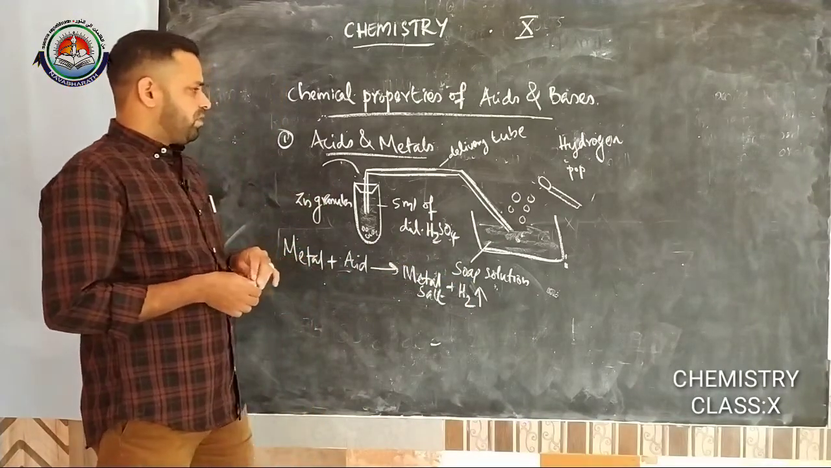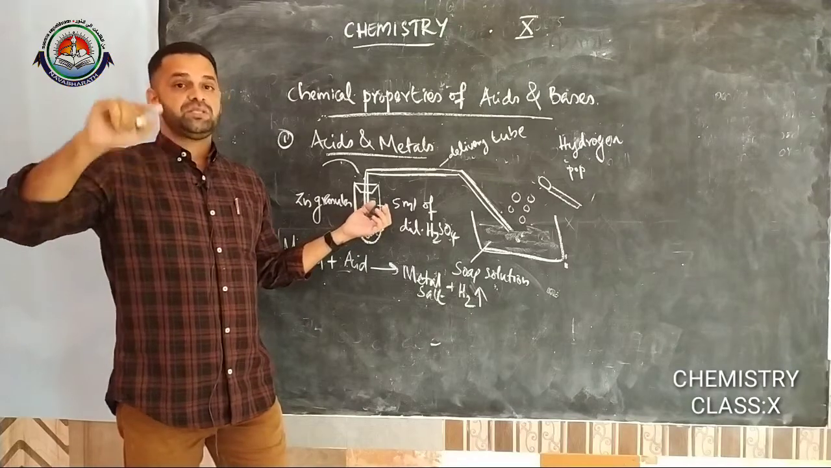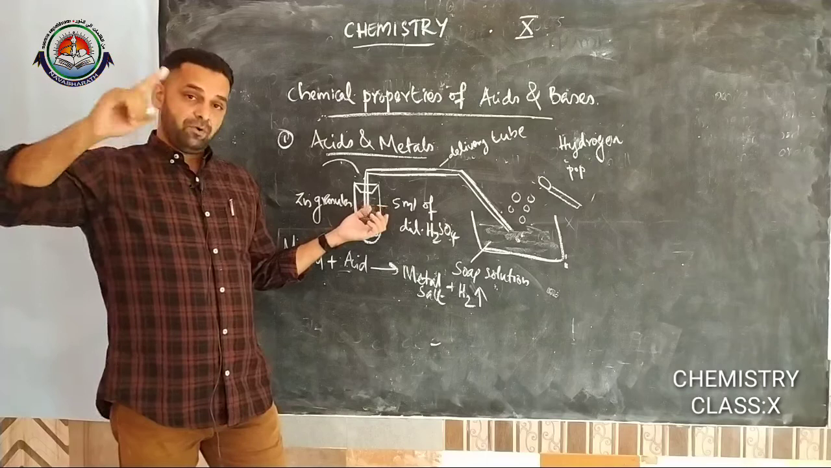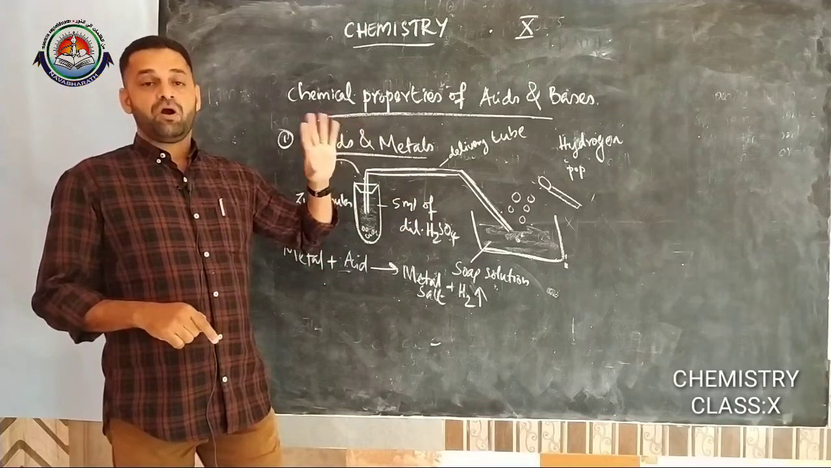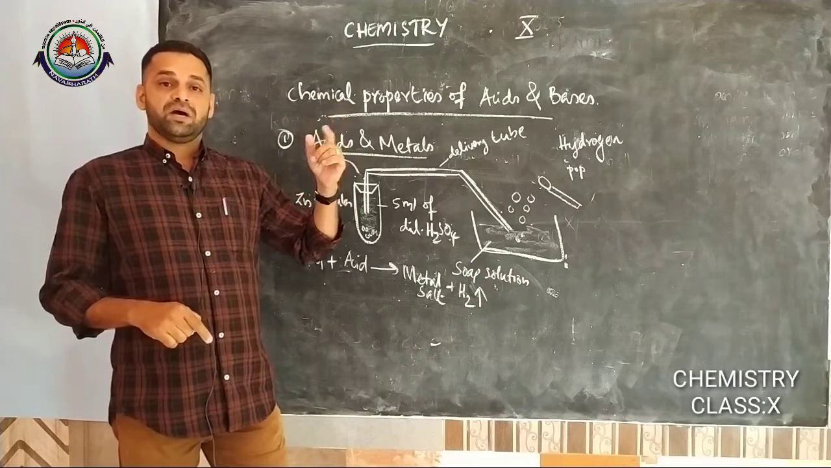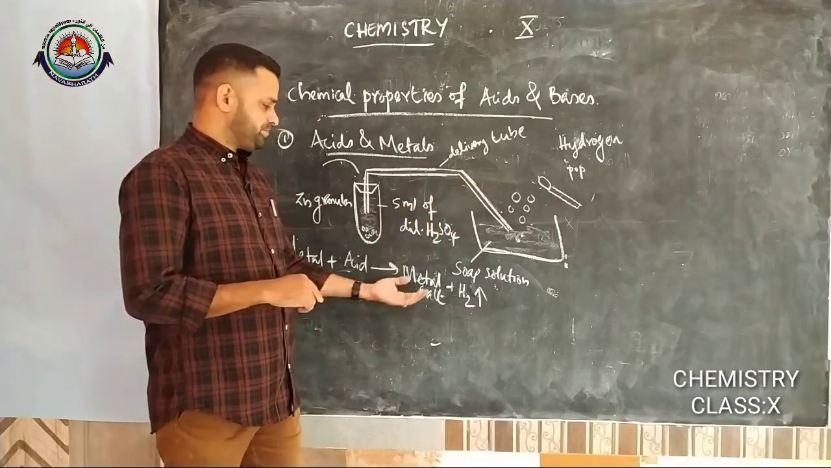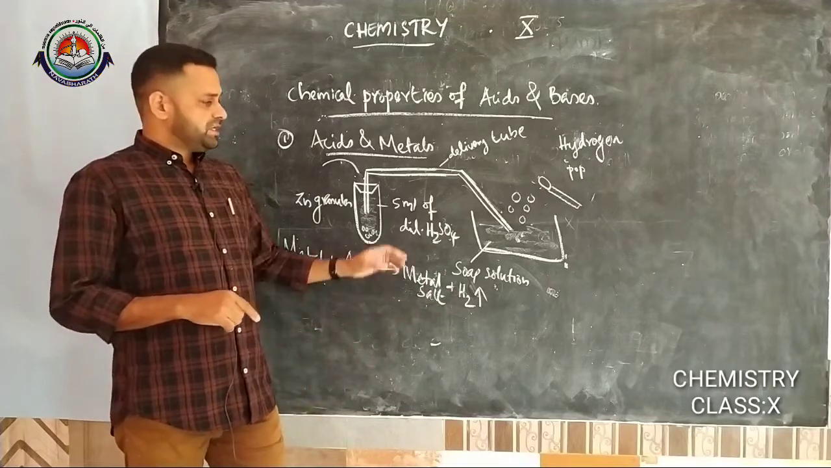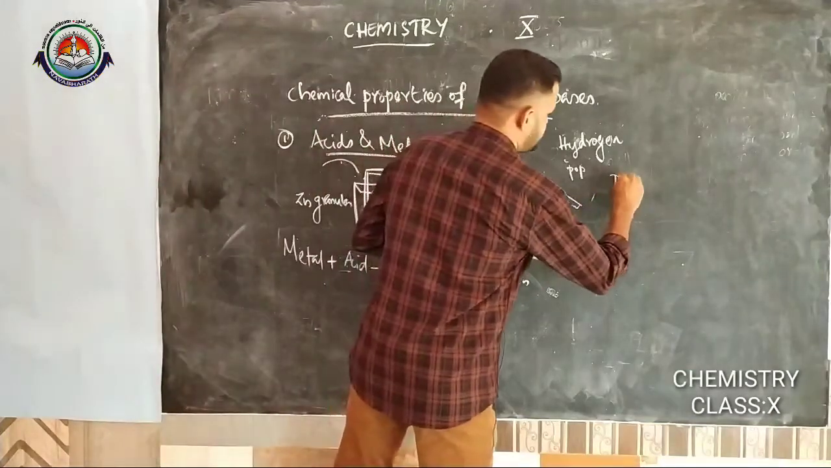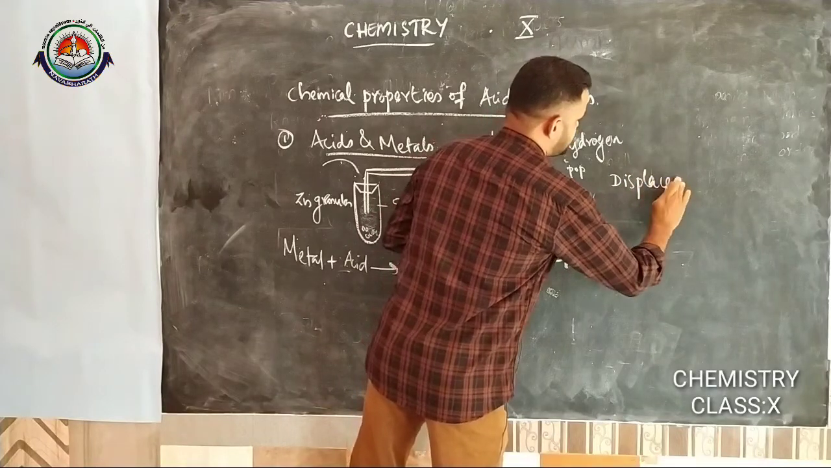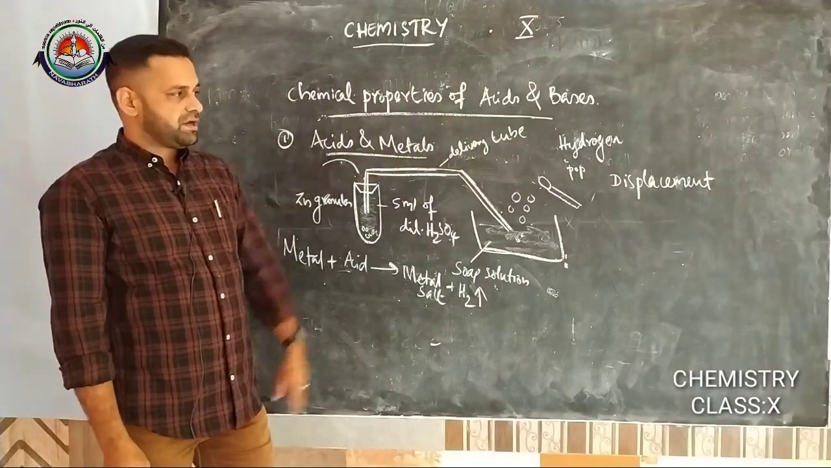And another thing is that all metals will not react in this manner, because the metals which are placed above the hydrogen in the reactivity series can displace hydrogen from acid. Not all metals, only the metals placed above the hydrogen in the reactivity series will displace hydrogen from their salt and form hydrogen gas. So it is also a type of displacement reaction, because metal displaces hydrogen from the acid. That is why it is called a displacement reaction.